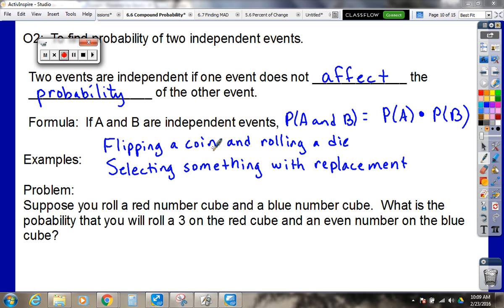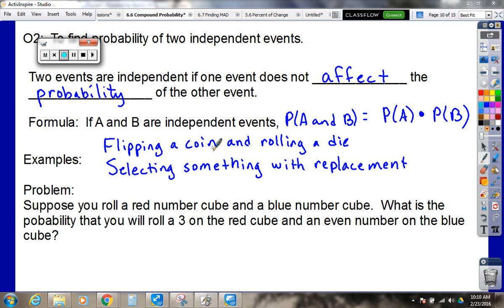Okay, let's take a look at this problem. Suppose you roll a red number cube and a blue number cube. What is the probability that you will roll a 3 on the red cube and an even number on the blue cube? So all we're going to do is multiply those two probabilities together.